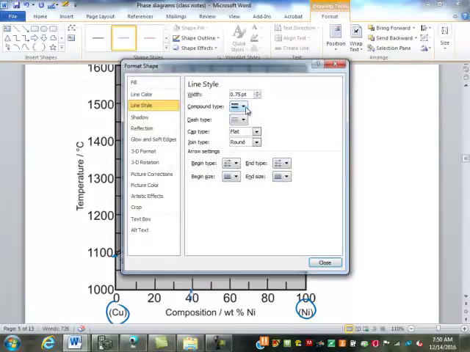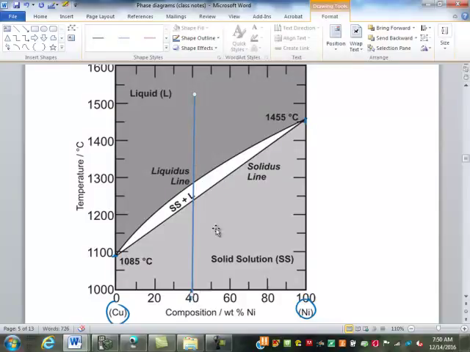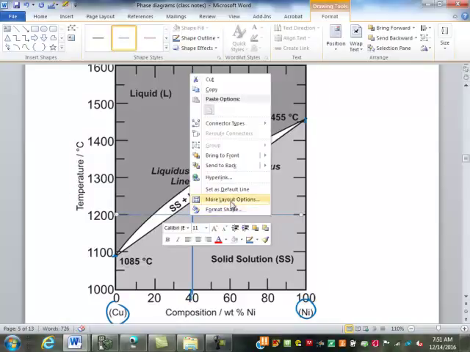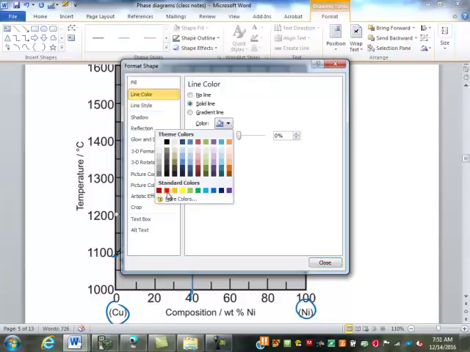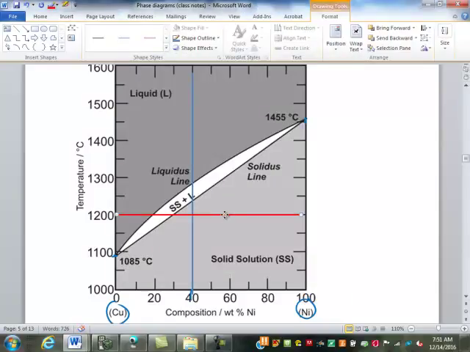Okay, it's a little thicker so you can actually see it. So there's that line there going straight up at, there we go. That is 40% nickel, 60% copper. And you can see, I'm just going to do this. You mean 40% copper, 60% nickel?